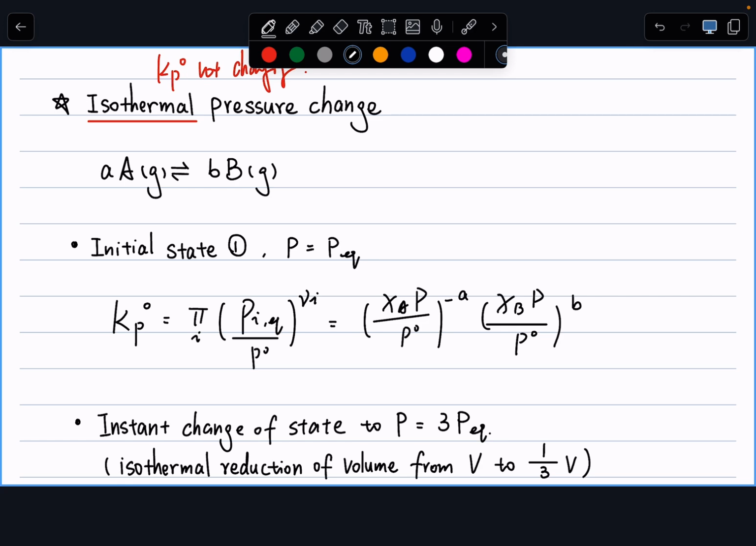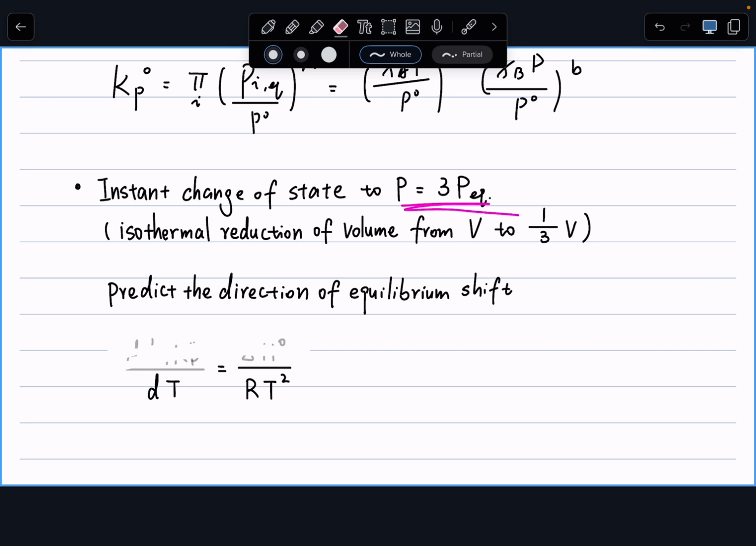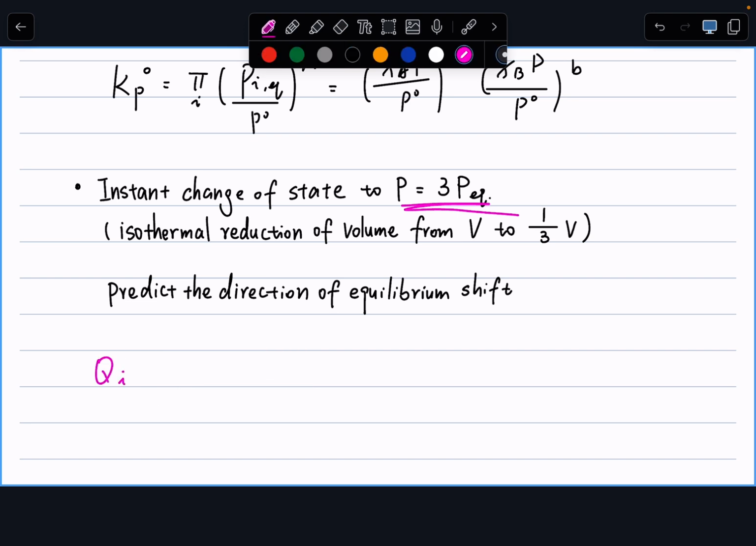Right. And then what's going to happen after we instantaneously change our pressure to 3P equilibrium? This one is just telling you my Kp naught is not changing. So we can write my Qp. That's our product of my instantaneous partial pressure to the power of the stoichiometric coefficient, right? So we have chi A times 3P to negative A and chi B times 3P to the power of B.